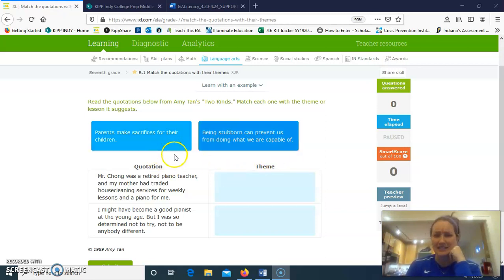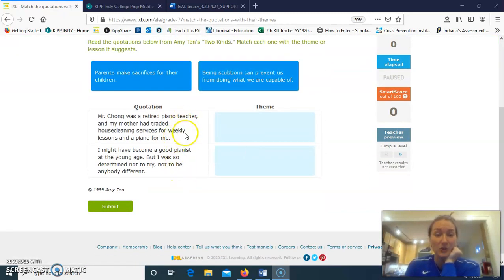And as I think about both of these themes, I've definitely seen these themes in my life. I've definitely seen my parents make sacrifices for me, as I'm sure you have. And I've definitely seen that when I'm stubborn, sometimes it does keep me from doing what I need to do. So let's see if we can figure out which of these two quotes are relevant to which of these two themes. Your first quote says, Mr. Chong was a retired piano teacher, and my mother had traded household cleaning services for weekly lessons and a piano for me. My second quote says, I might have become a good pianist at a young age, but I was so determined not to try, not to be anybody different.